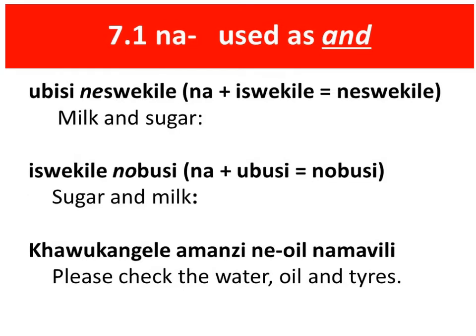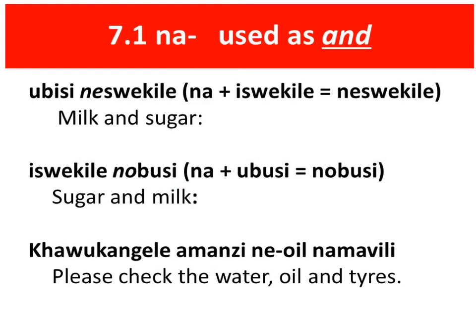So if I want to say, I want milk and sugar in my tea, for example, ubisi is milk, neswekile. So that na in front there is indicating milk and sugar. If you were to say sugar and milk, then it's iswekile, but the ubusi is now combined with the a for "and" and you get nobusi.